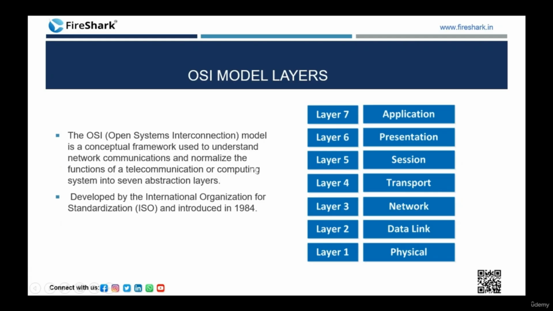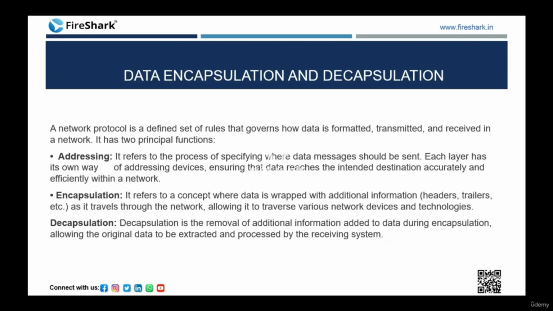Now next one is data encapsulation and decapsulation. When data goes from the sender to the receiver, this describes how the data is transmitted, formatted, and received on the receiver side. The first one is addressing. When the sender sends data to the receiver, the sender should recognize the address of this data and where it should be sent. So in addressing, they specify the destination address.